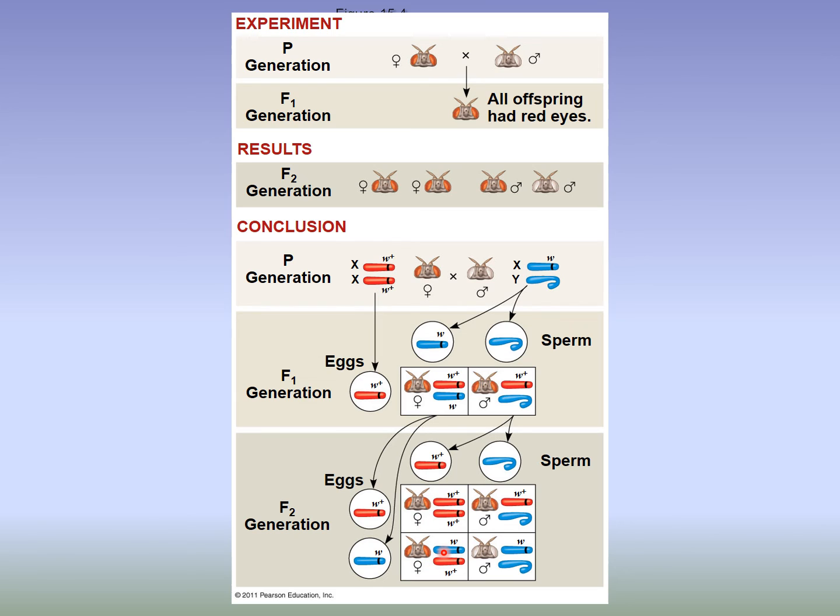However, it must be noted that females can have white eyes if both their X chromosomes have the mutant allele. Okay, so it's important to remember that is very possible. However, you're going to see more white eyes in males than you will in females.